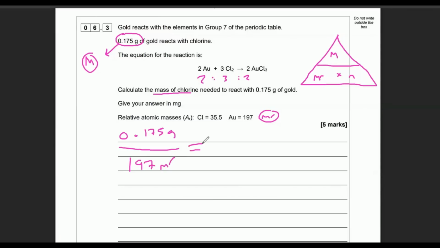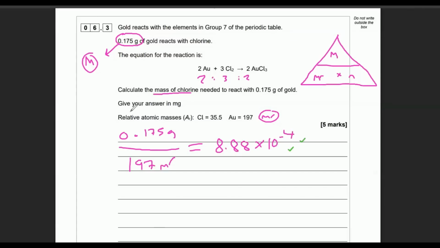So let's work out the moles of gold. 0.175 divided by 197, and that gives us 8.88 times 10 to the minus 4. Way, you've scored some marks, possibly 2.